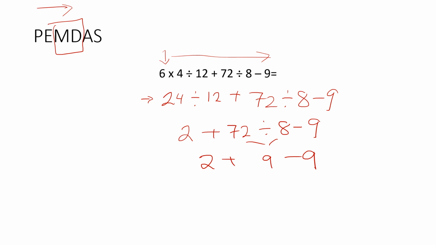Which problem do we do first? Do we do the 2 plus 9 or do we do the 9 minus 9 first? We do the 2 plus 9 first because we're always going left to right, whichever problem shows up first. So 2 plus 9 is 11 minus 9, and 11 minus 9 is 2. So that's our final answer for that problem.